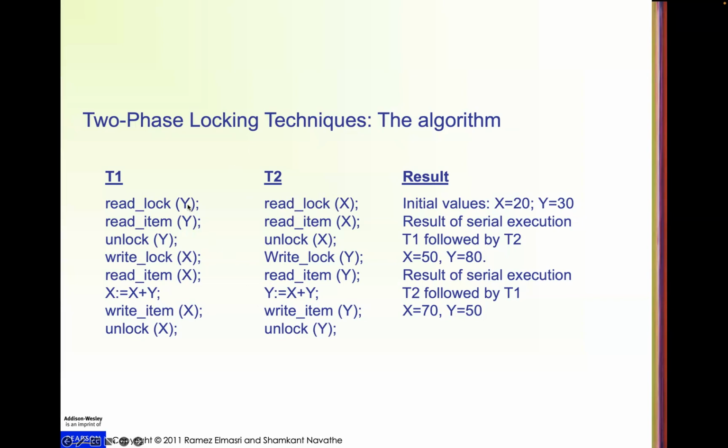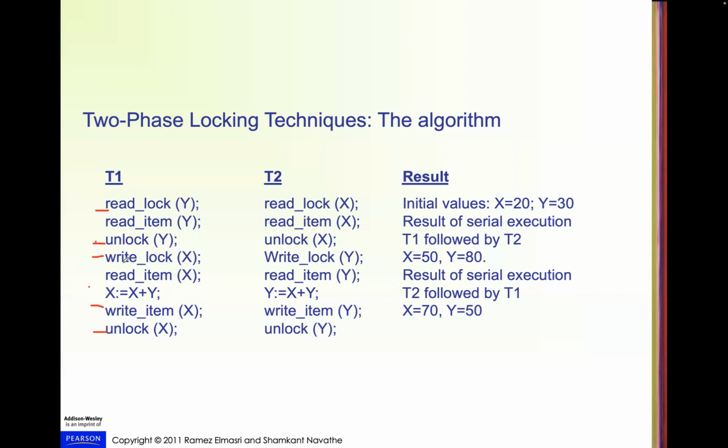So this example is just trying to convey that when you are accessing a data item, you apply a read lock. After reading, you unlock it. These are the operations here. Let me take a pointer. So this is important: read lock and unlock, and then apply write lock, make the changes, write the item, and apply unlock.